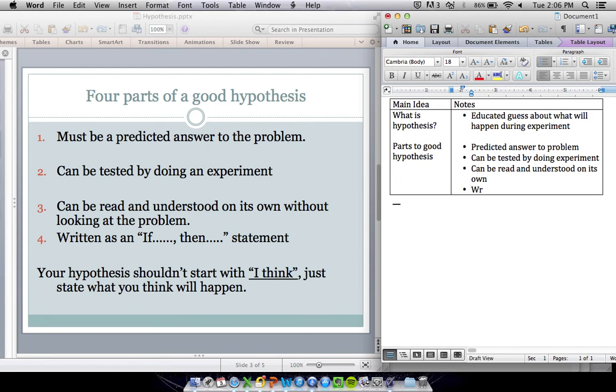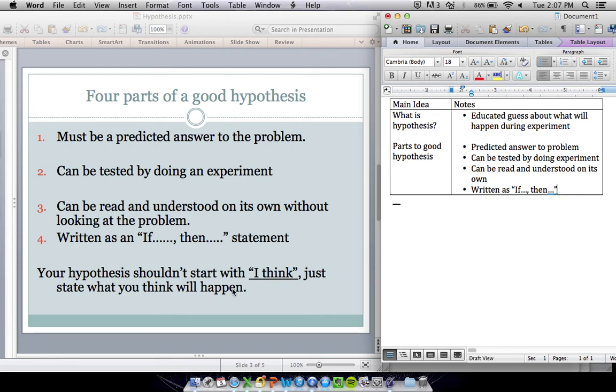And the last thing is it's written as an if-then statement. If I add water to plants, then they will grow. If I don't water plants, then they will die. So if something happens, then this other thing will happen. That's the kind of good form for a hypothesis.